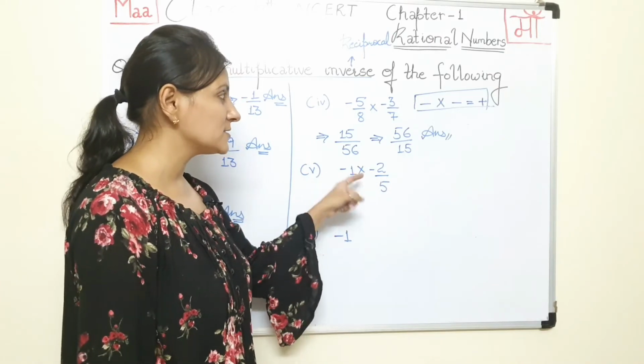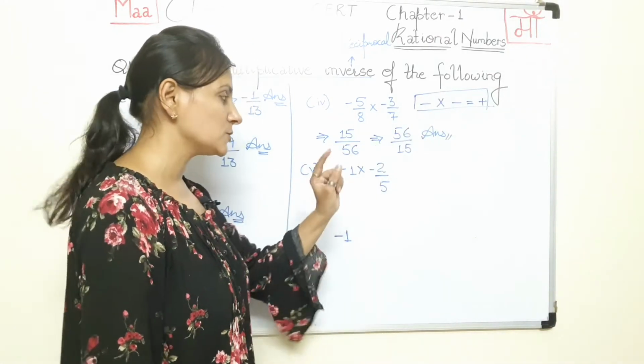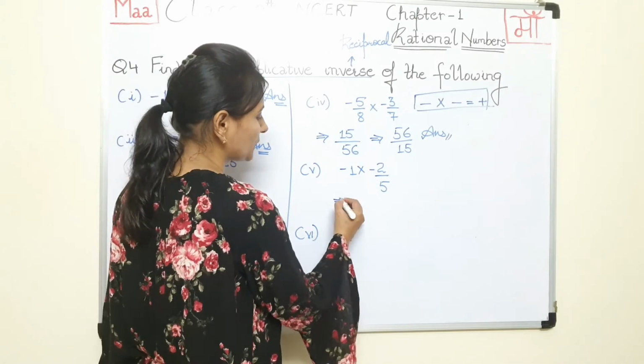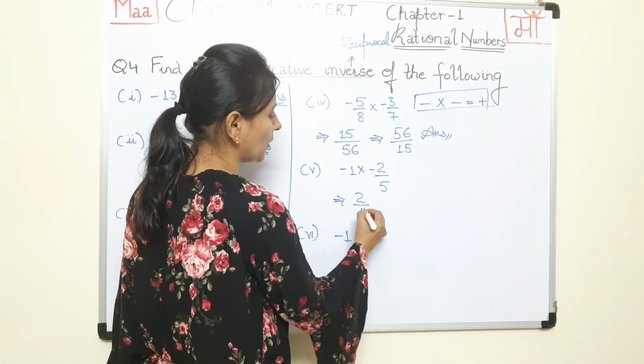Okay. Similarly, the next part, -1 into -2. Again, minus sign is there and in between multiplication sign is there. So it will become plus. So after solving, it will become plus 2/5.